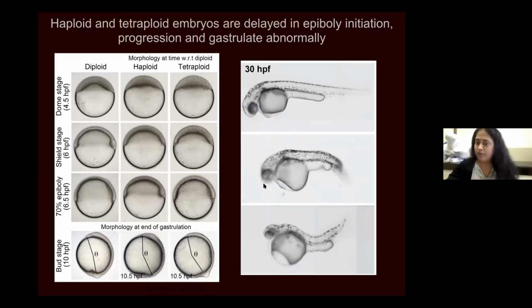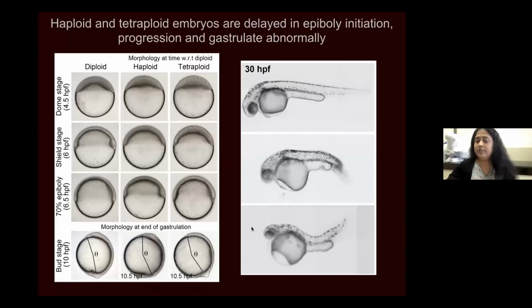In haploid embryos, which is this middle panel, or in tetraploid embryos, which is this bottom panel, clearly morphologically, the shape and structure of these embryos is very different from a normal condition. So something did go wrong. Okay, now the question is, what went wrong? So there are two ways of looking at this.